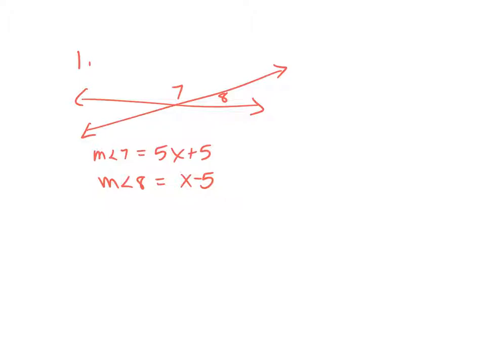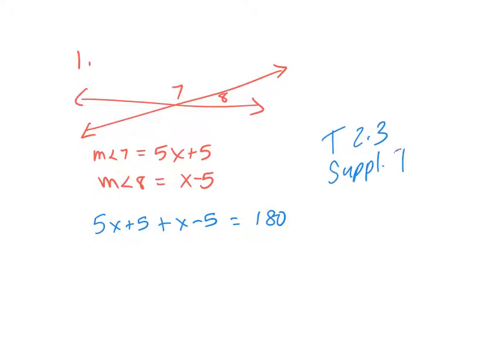So I can say that 5x plus 5 plus x minus 5 equals 180 due to theorem 2-3, which is a supplementary theorem. Got it? That's all you're doing then. Then you go on and answer the question.